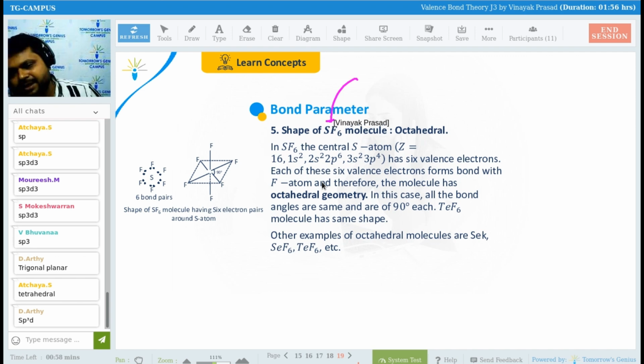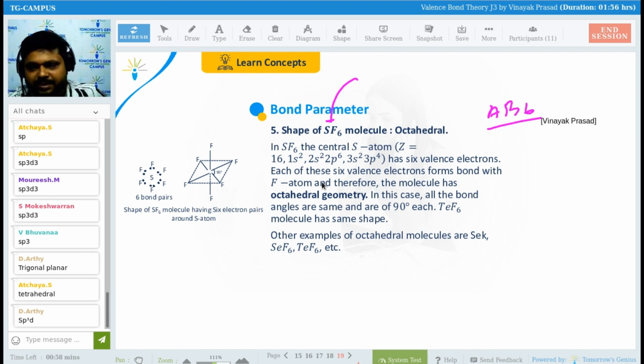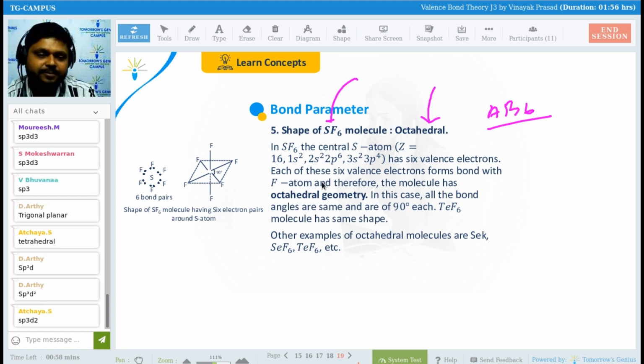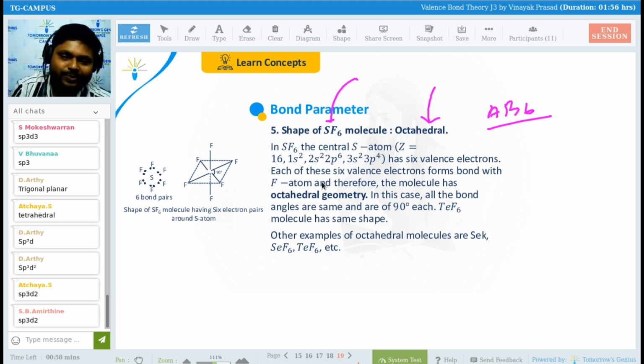Okay. Now, if there is an SF6 molecule, it is an AB6 type. If AB6 type is there, then the geometry will be octahedral. And what will be the hybridization here? Who will tell me? sp3d2. Very good answer. The answer is sp3d2. Everybody is understanding how to find the hybridization now.